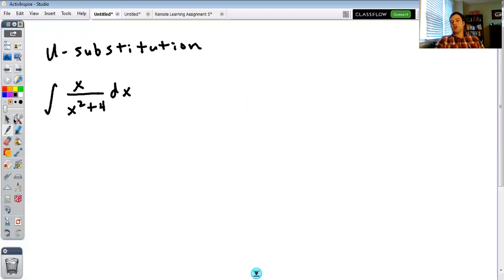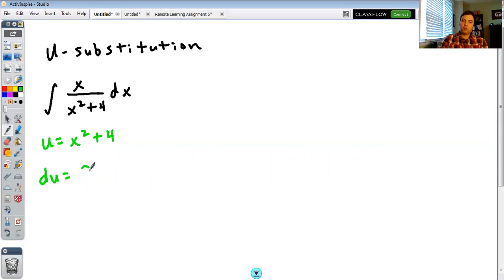And the thing that I always talk about with u sub is looking for the derivative connection. So if you pick some part of this expression, usually that part is inside of something else. In this case, inside of a fraction is inside of something else. And if you take its derivative, you see that in the problem. I call that the derivative connection. So your first job is to define what that u is. And in this case, I'm going to pick x squared plus 4, the denominator, because I know the derivative of x squared is 2x, which is a multiple of the numerator x. That's the derivative connection I'm looking for.